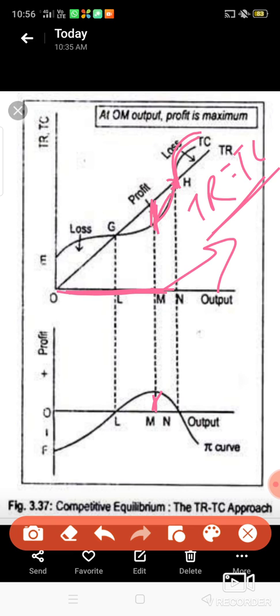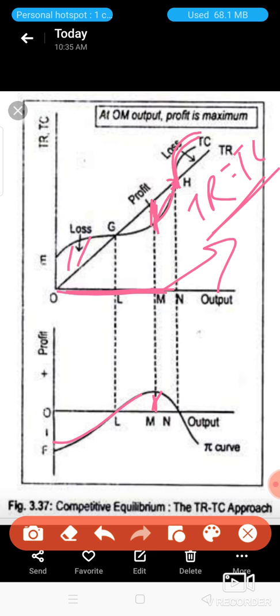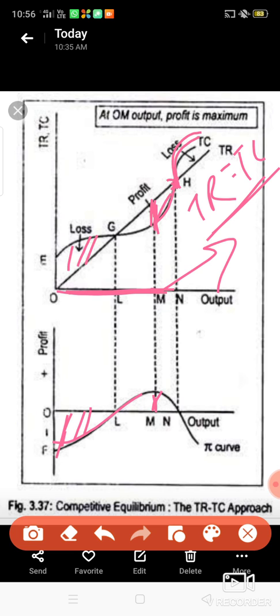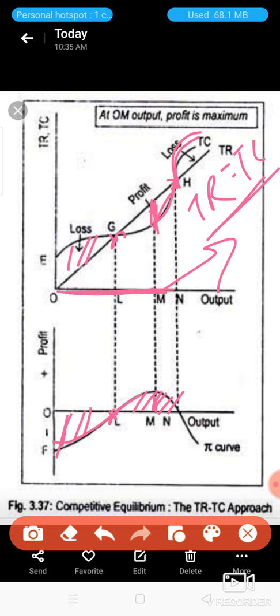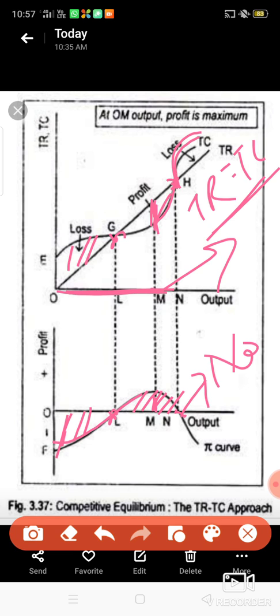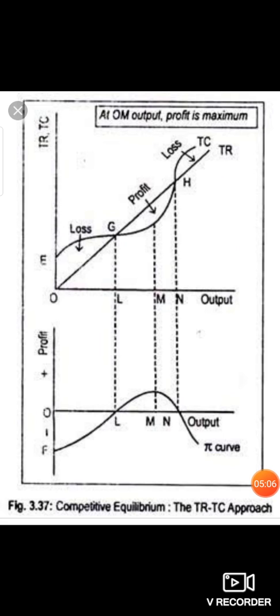That is the reason here it has been shown that this is the loss, because here it is the curve of the profit, and here total revenue is less than total cost. At this point both are equal, meaning there is neither profit nor loss. This portion is profit, because here total revenue is more than total cost. After then again this one is a normal profit. And after that it started decreasing, it means again there is a loss. So this is the short-run equilibrium using the TR-TC approach.